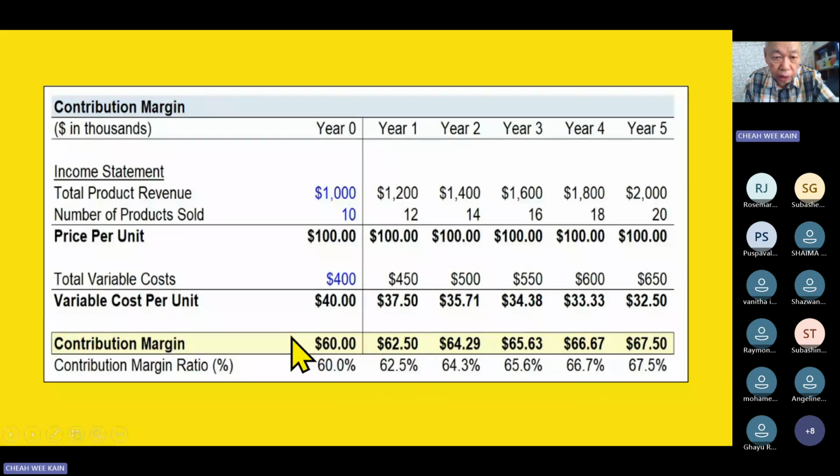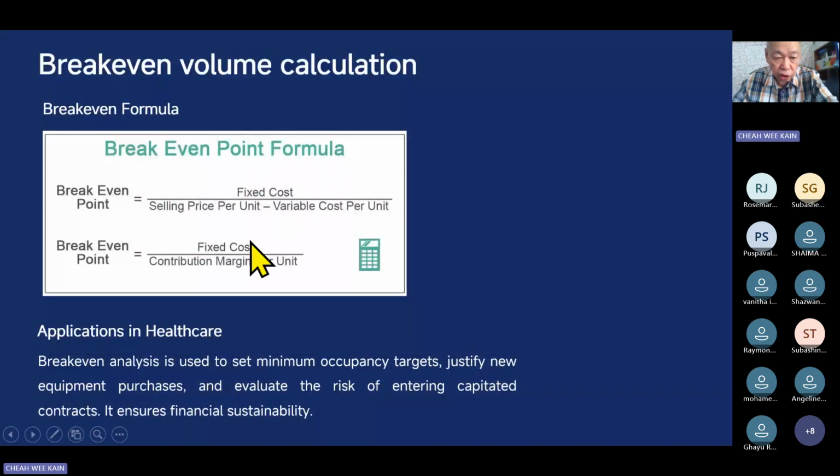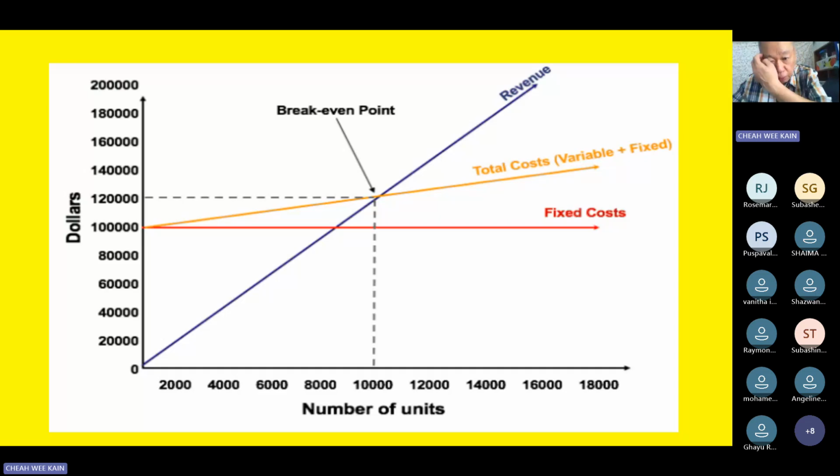So what is the break-even point? Fixed cost divided by contribution. Why is this important? This is the point of sales that you must achieve. Once you achieve this one, no gain, no loss. If you sell less than this one, you make loss. If you sell more than this point, you make profit. Okay? This is what it means.